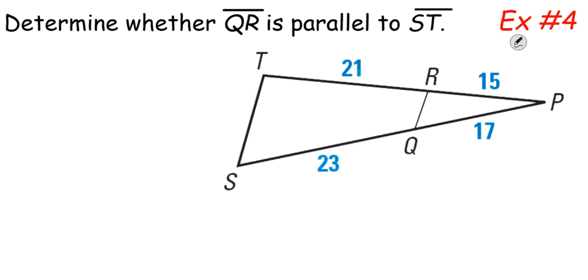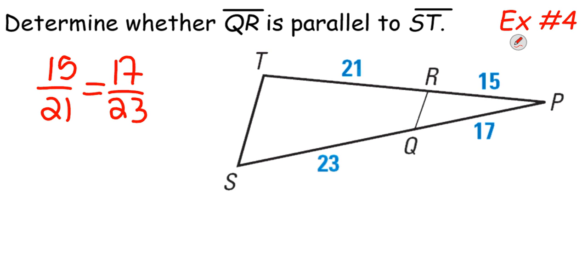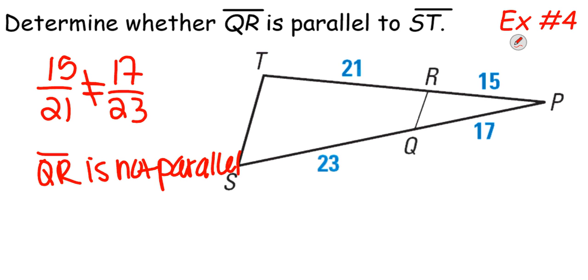Determine whether QR is parallel to ST. So we have to check the proportionality. Does 15 to 21 equal 17 to 23? Well, 17 is prime, so 17 over 23 doesn't reduce, and 15 over 21 does not reduce either. So 15 over 21 is not equal to 17 over 23. So therefore, no, QR is not parallel to segment ST.